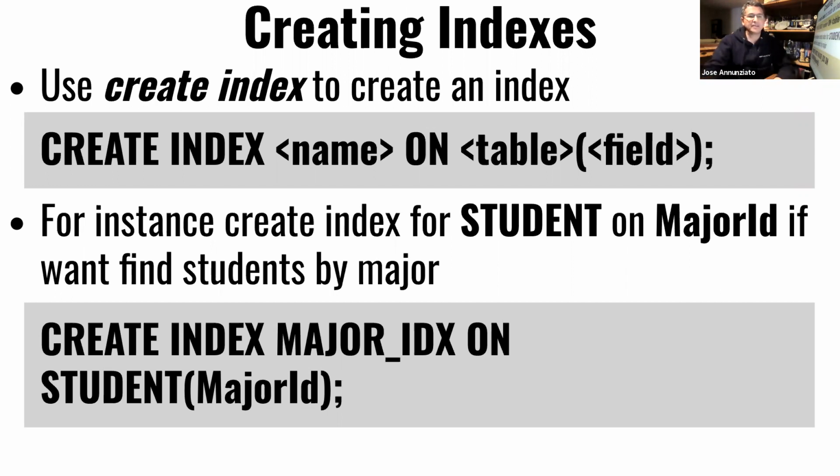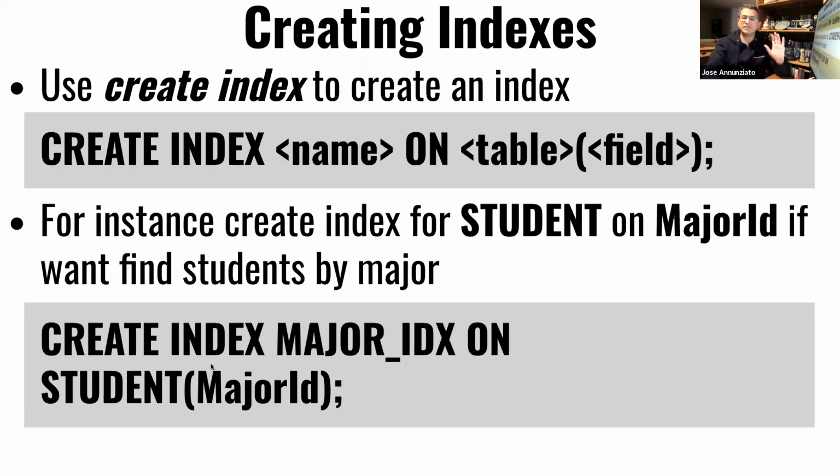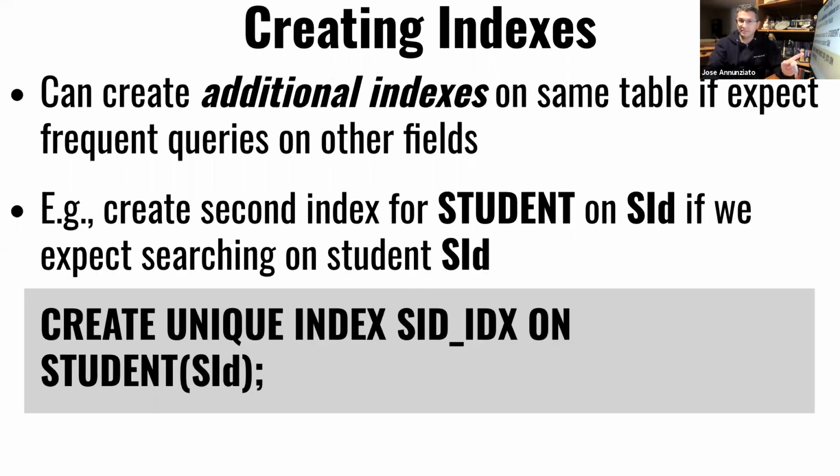And here's an example of creating an index on table major. I'm sorry, the name of the index is called major index, on the student major ID. So we're creating an index on that particular field. And here's another one, where we're creating an index on the student ID. Notice that both of them are on the same table, so two different indices, one on the major ID and the other on the student ID.